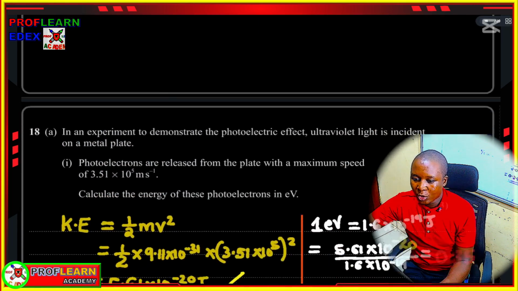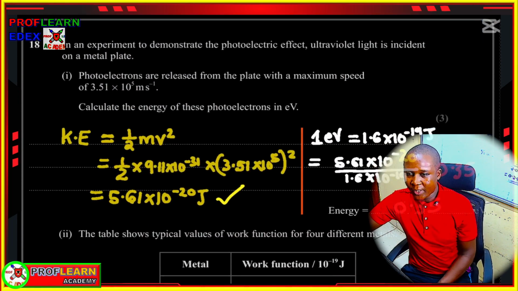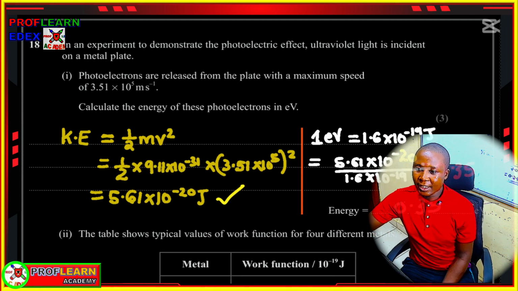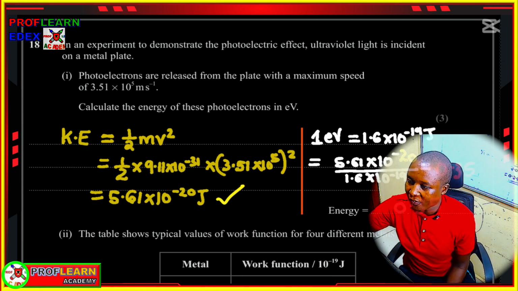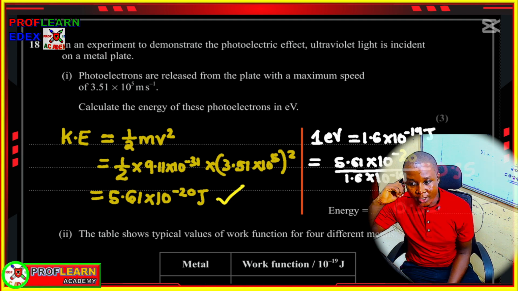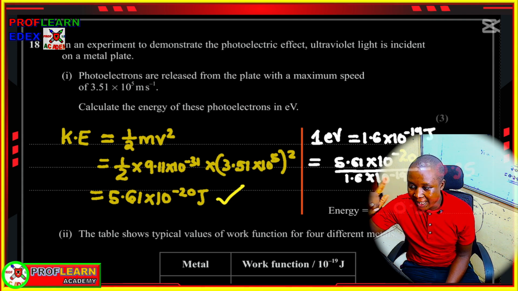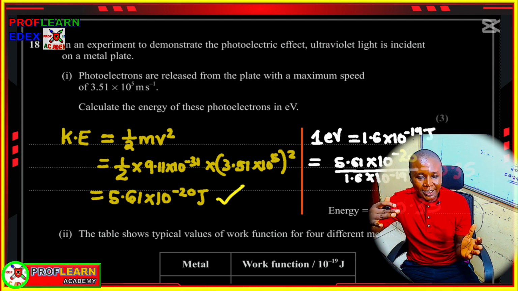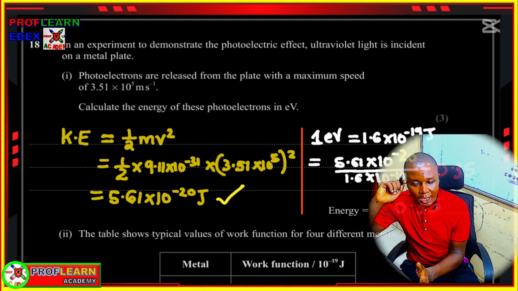All right, so now moving to photoelectric effect. We are told that in an experiment to demonstrate the photoelectric effect, ultraviolet light is incident on a metal plate. Electrons are released from the metal plate with a maximum speed of 3.51 times 10 to the power 5. We are supposed to calculate the energy of this photoelectron in electron volts. The energy we are talking about here is the kinetic energy of these photoelectrons, and energy is equal to a half mv squared.